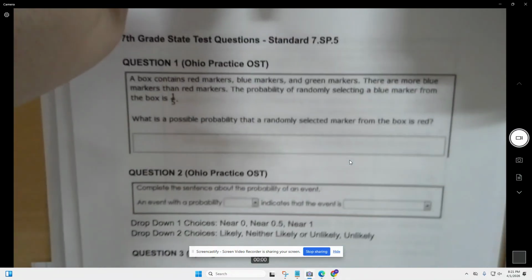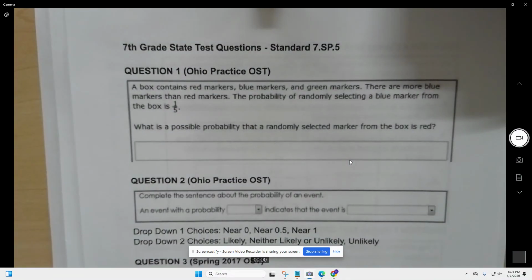If you're following these in chronological order of when they've been posted, or following in the order that they are in your packet, then you will know we are on the home stretch. Only a couple of standards to go. Today we're talking about 7.SP.5. This is more about probability. Let's hop right in. Question 1.